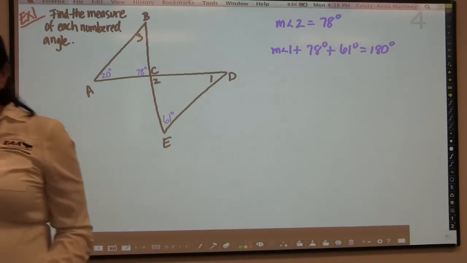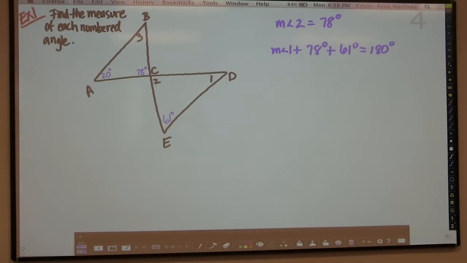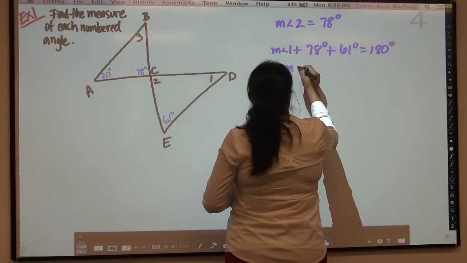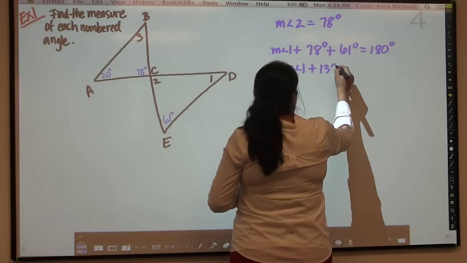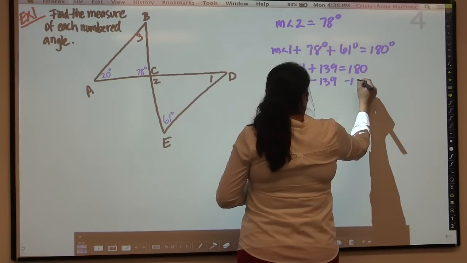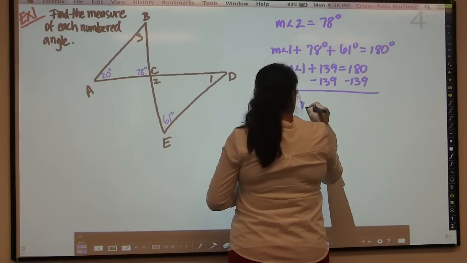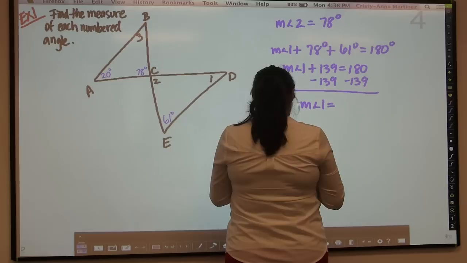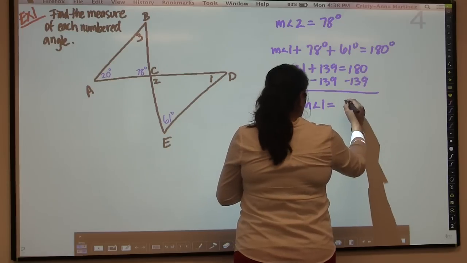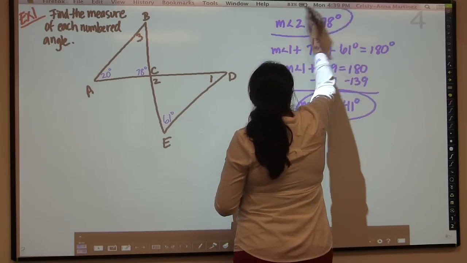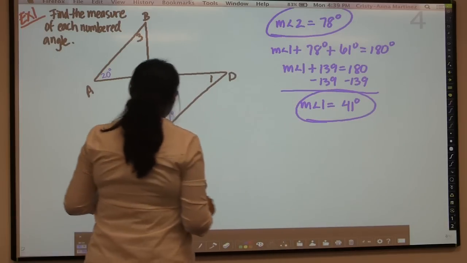So when we take the sum of 78 and 61, we get 139. And if we subtract the 139 to the other side, 180 minus 139 is going to give us 41. So then we have angle 1 is 41, angle 2 is 78, and the only one that's missing is angle 3.